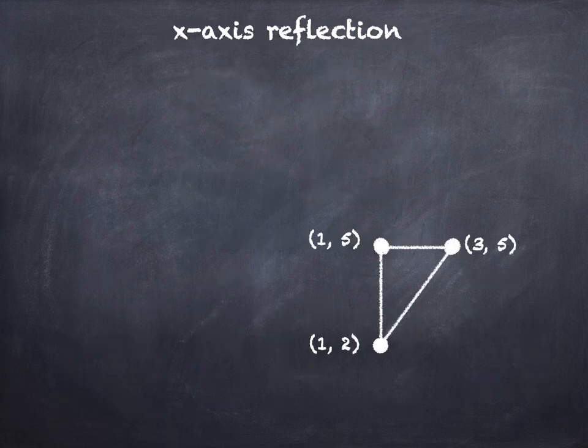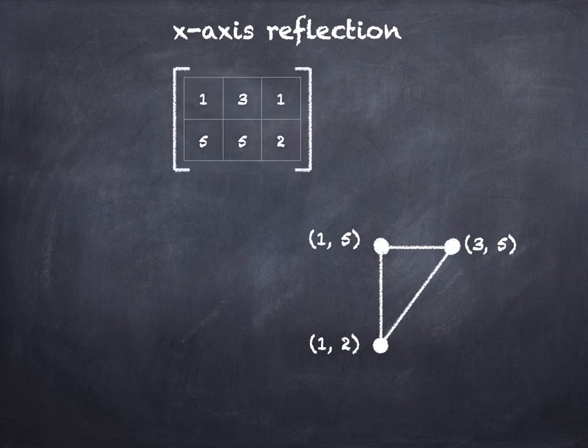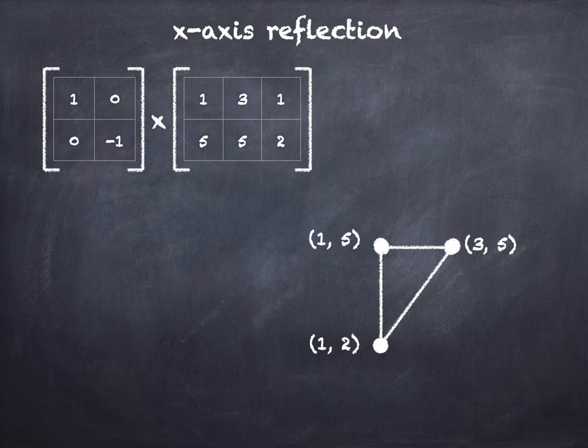Okay, so x-axis reflection. We've taken this triangle and turned it into a matrix. First point 1, 5. I chose that to be the second point 3, 5. And then the last point, of course, is 1, 2. First row is the x's, second row is the y's. We've done that earlier. You remember from the earlier slide, the reflection matrix for the x-axis is 1, 0, 0, negative 1. Okay? So then we multiply these two together.